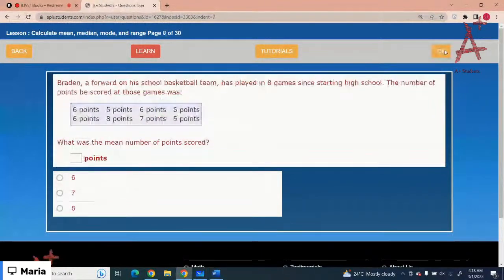Braden, a forward on his school basketball team, played 8 games since starting high school. The number of points he scored in those games were 6, 5, 6, 5, 6, 8, 7, 5. What is the mean of the data? For the mean, you have to add up all the numbers.